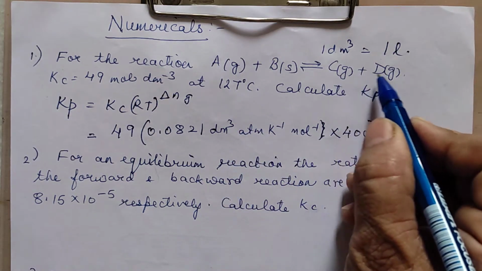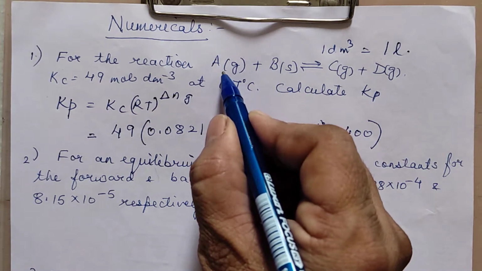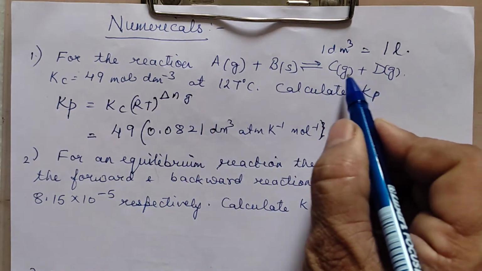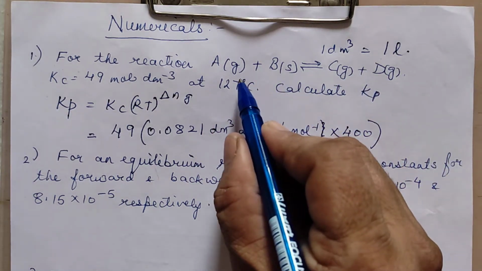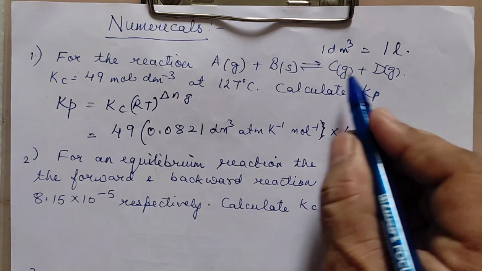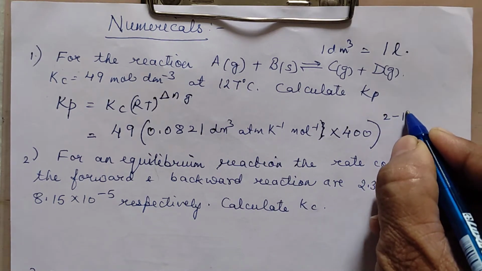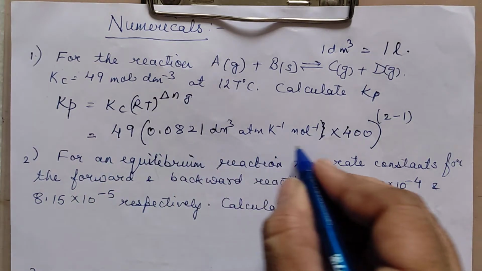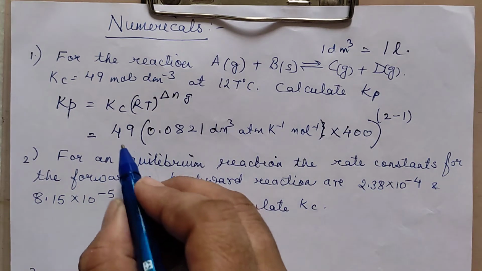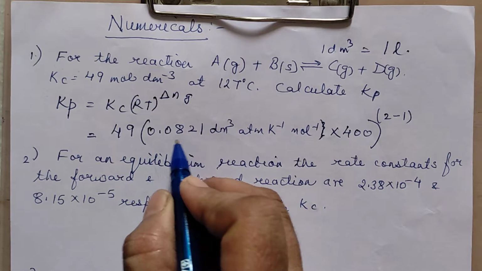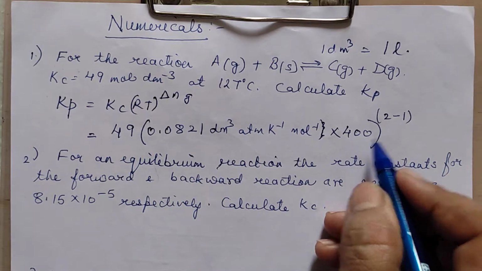So there are 2 gases and 1 reactant this side. In the product side there are 2, in the reactant side there is 1. That means 2 minus 1. So it will be 2 minus 1. So this you are supposed to solve it. So this multiplied by this particular value into 400.